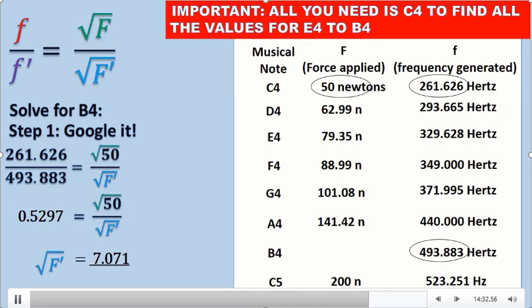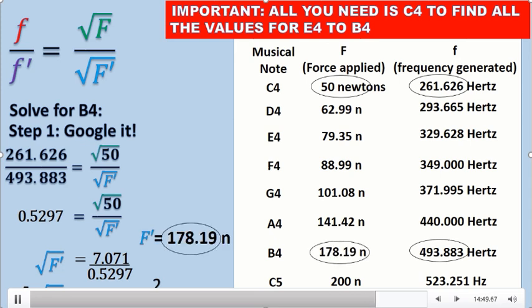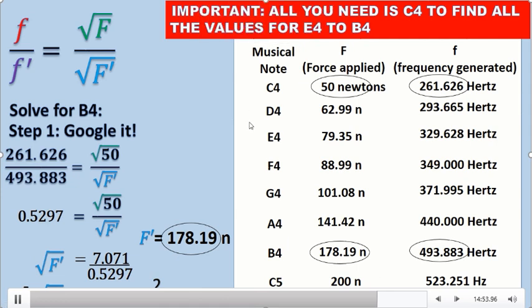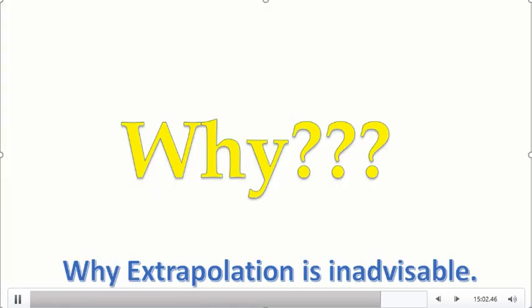B4 has 178.19 as the applied force. And finally, we reached C5. Earlier, I said that you just got to have a minimum of three variables in order to solve law of tensions problems.